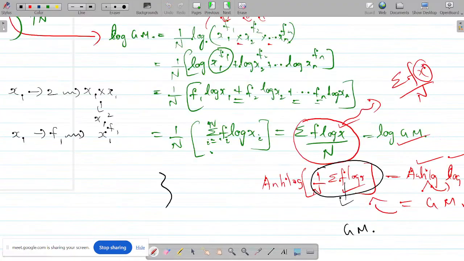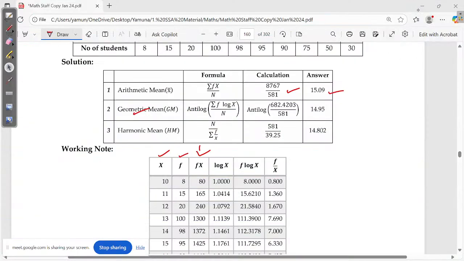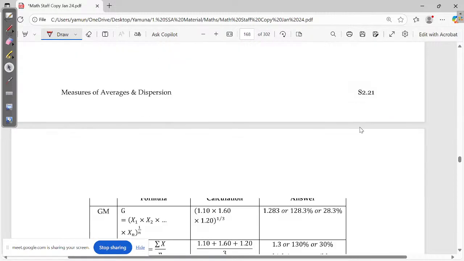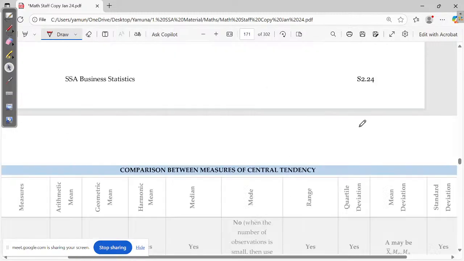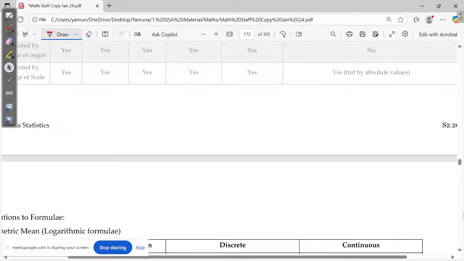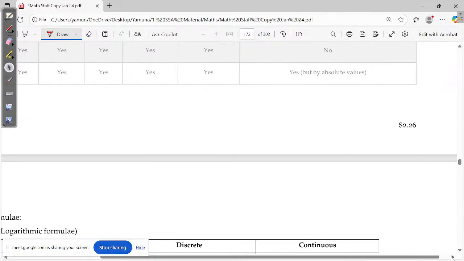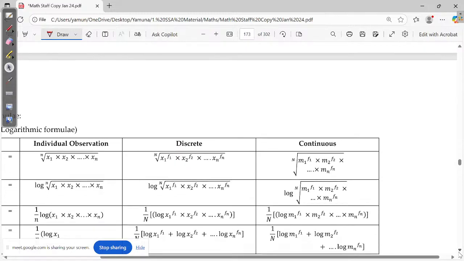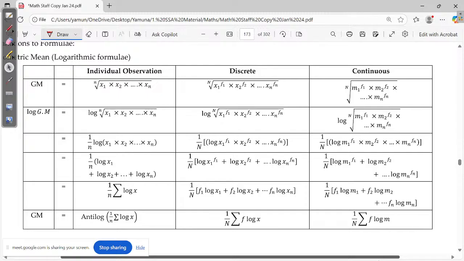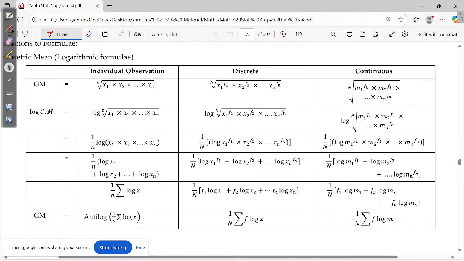Actually, you need not write all this; you can find it in a single material. Can you turn to the last but one page? Almost the end of the page, I think. Over here, in page number 2.27, can you find a complete table? There's a working given for all 3 cases: geometric mean formula working given for individual observation, discrete and continuous. You can just have a look.